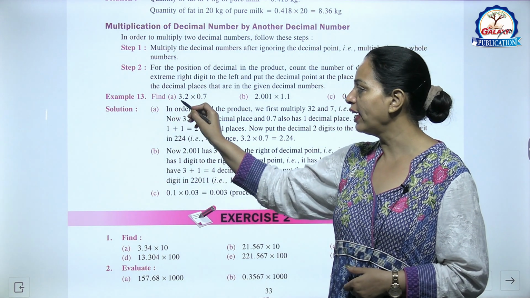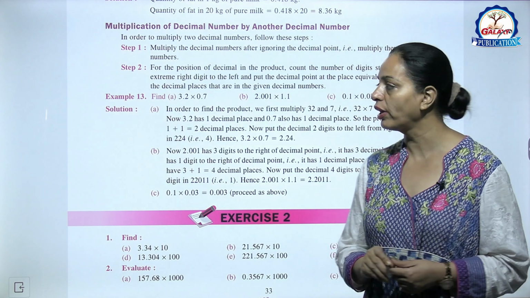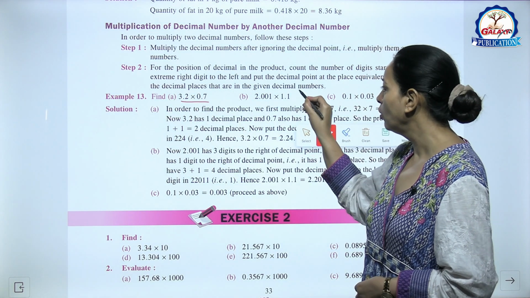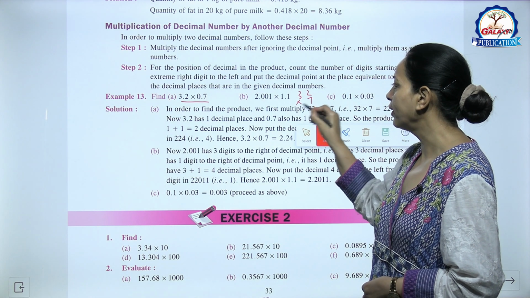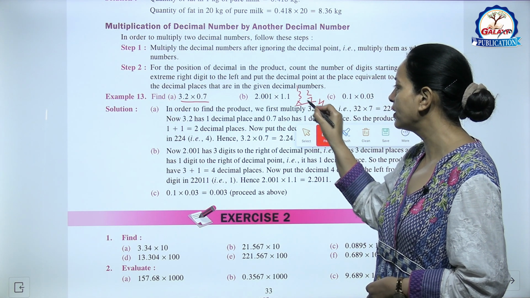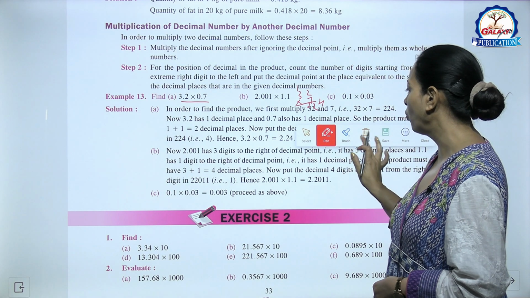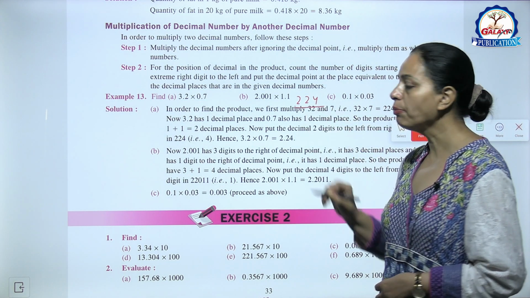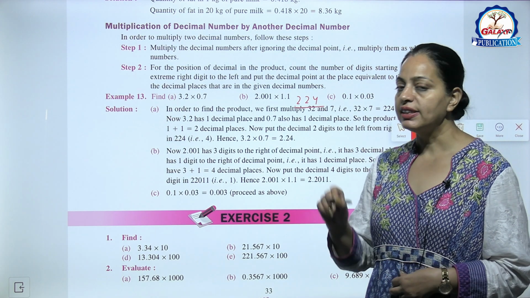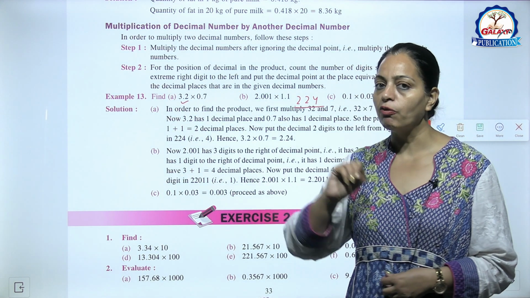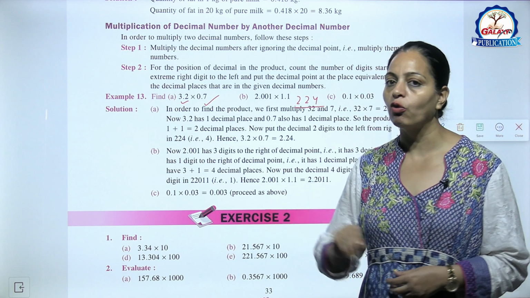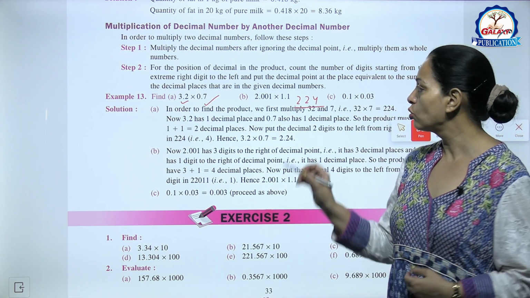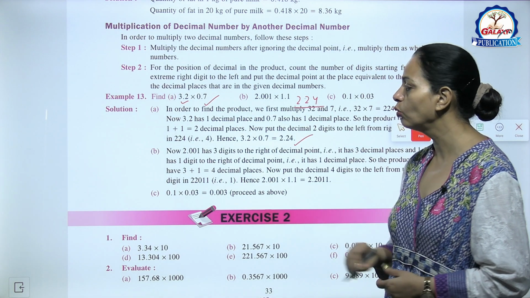Example 13, find a part 3.2 into 0.7. So first what will you do, आप क्या करेंगे 32 multiply by 7 कर देंगे. So what we are getting, 224. Okay, we are getting 224. अब हमें decimal point कहाँ लगाना है, see, in this number decimal is before 1 digit, here decimal is before 1 digit, so total is decimal before 2 digits, so answer is 2.24.